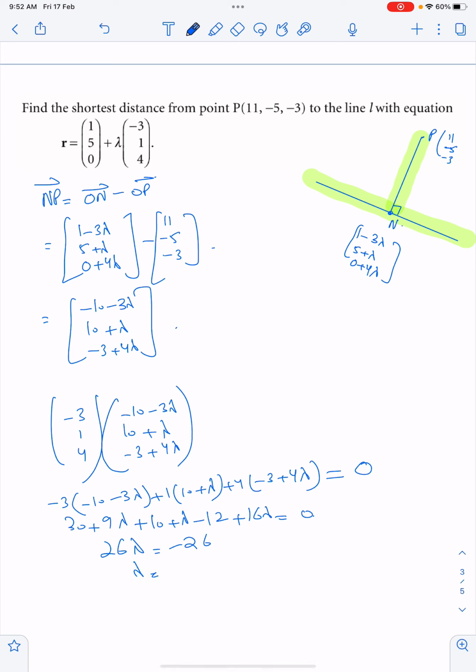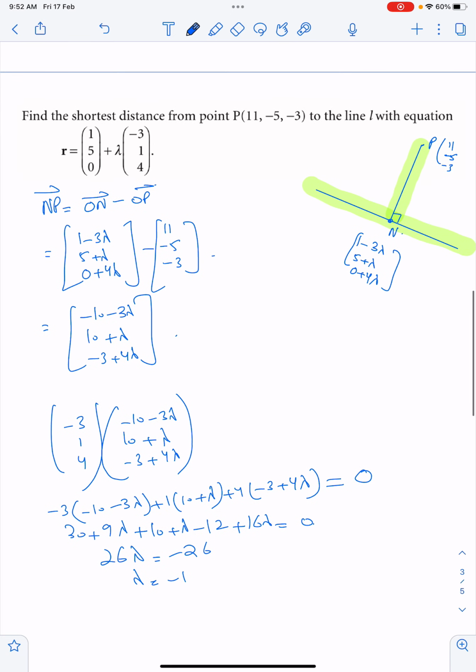Okay, so lambda equals -1. Once I have the value of lambda, I can plug it in here and get the value of ON. I can write in the beginning only, let ON equal (1 minus 3 lambda, 5 plus lambda, 0 plus 4 lambda).